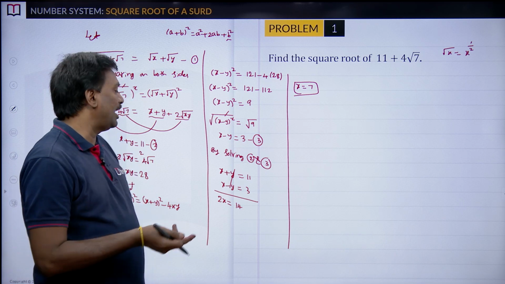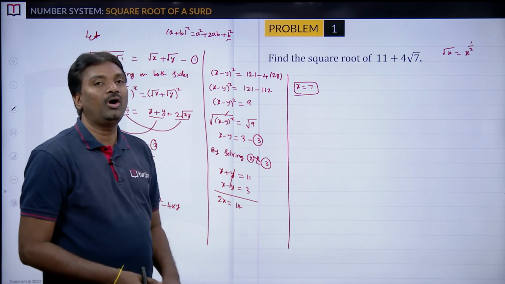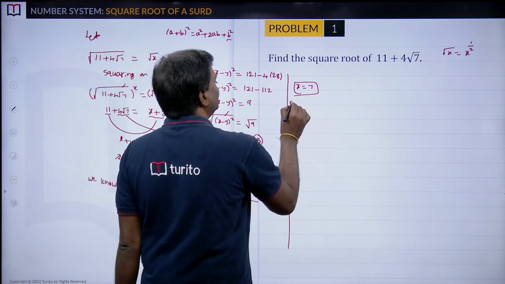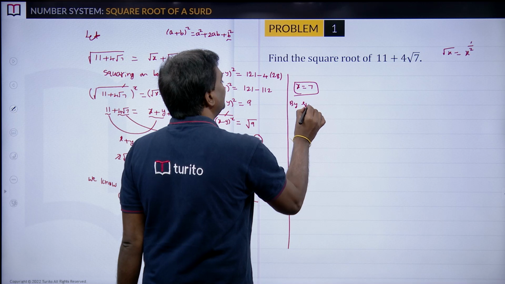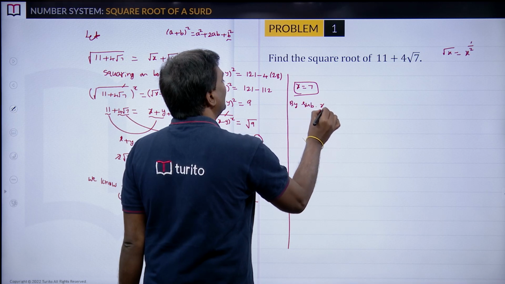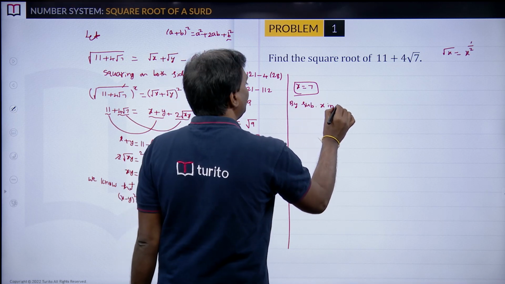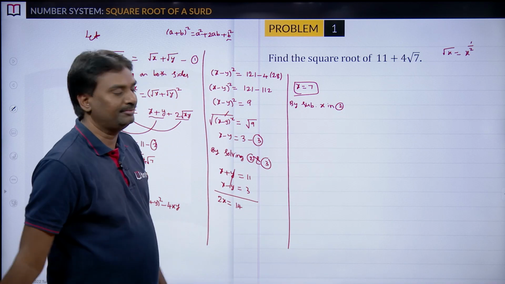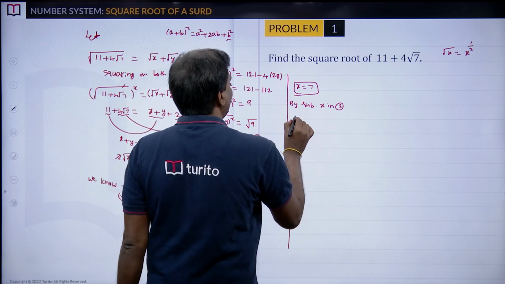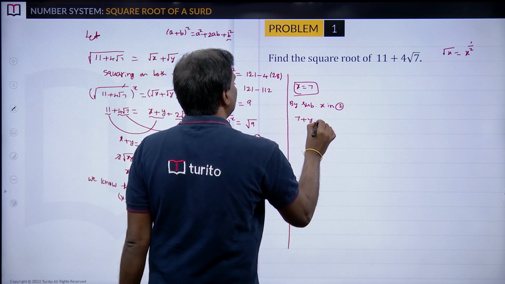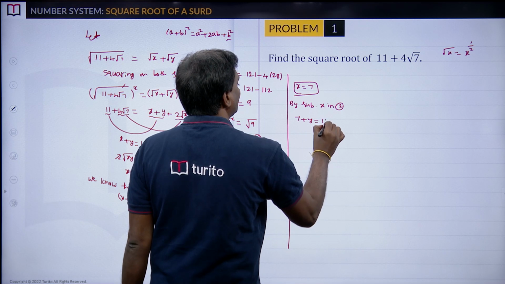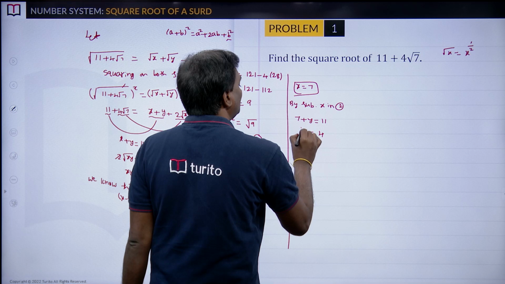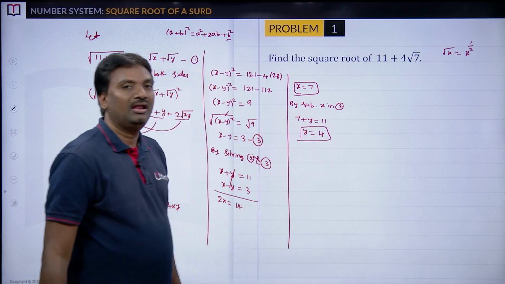You may substitute the value of x either in equation 2 or in equation 3. In both cases you will get the same value of y. Substituting x in equation 2, or if you want to substitute in equation 3, your wish. So in place of x, by writing 7 plus y equal to 11, by taking 7 to that side, 11 minus 7 equal to 4.